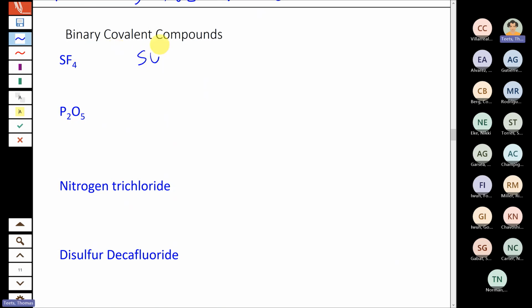Because there's only one sulfur in the formula, we don't put the mono on the first one. That's the only thing that you have to remember. There's one sulfur, but we don't need a mono there because it's the first element in the formula. So again, just to remind you, no mono prefix on the first atom if there's only one of those in the formula. If there's more than one, it still gets a prefix, but if there's only one of them, it doesn't.